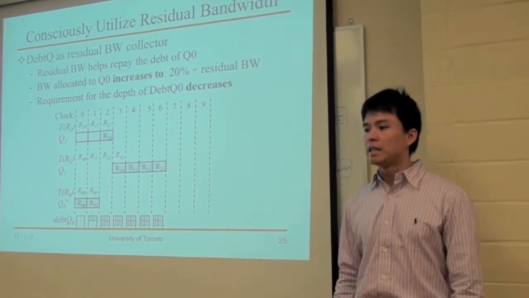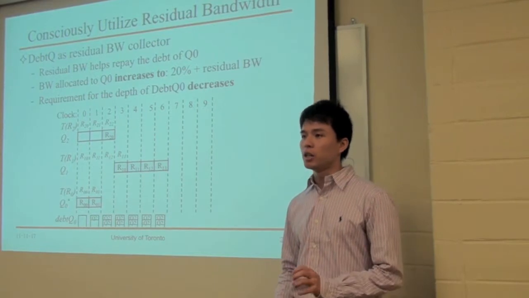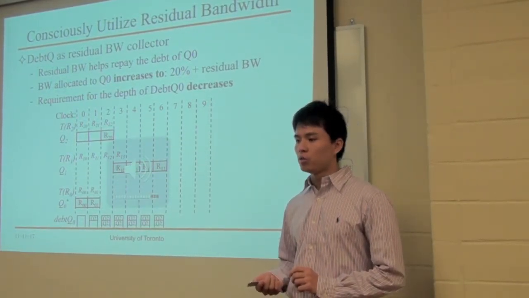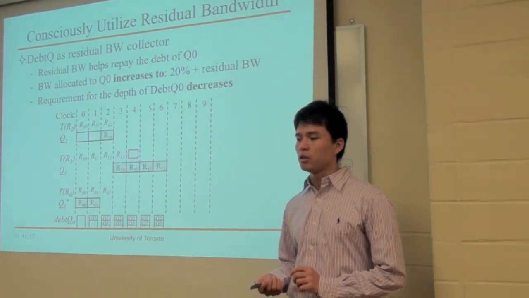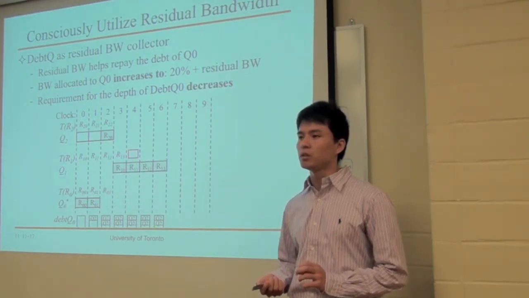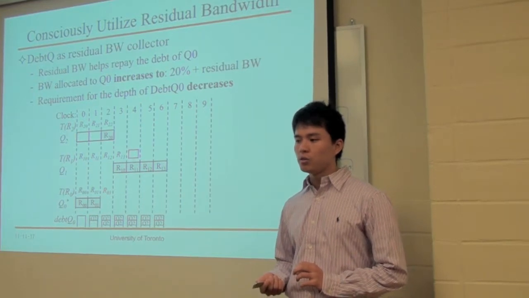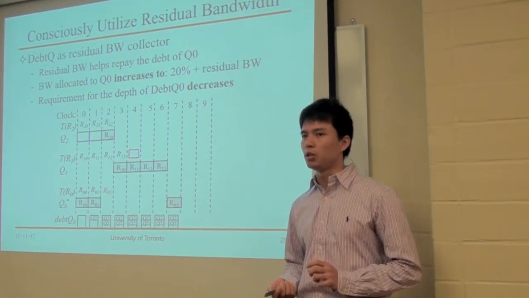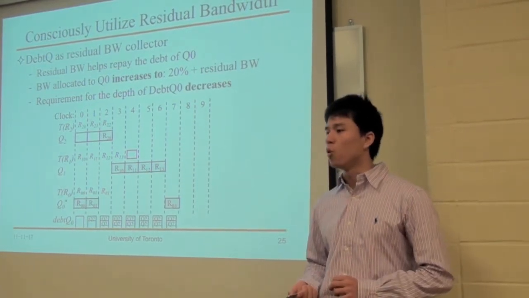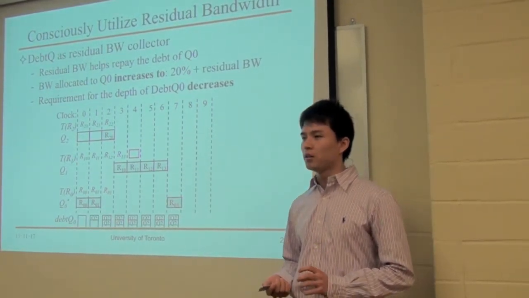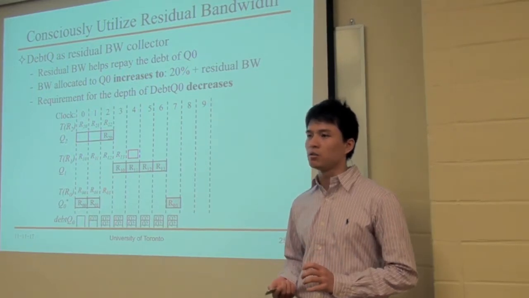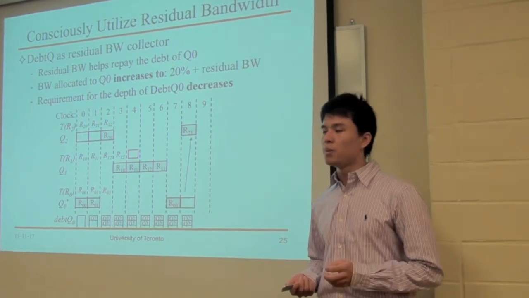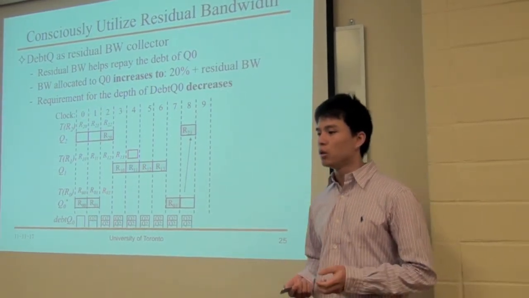So it turns out that we can allocate the restive bandwidth to help repay the debt. Assume there are four requests in Q1, and there are 3 requests in Q3. In cycle 7, the WRR scheduler will switch to serve Q0 because there's no more request in Q1. So Q0 can send its last request to the DRAM. Then in cycle 8, Q0 repays the credit to Q2.